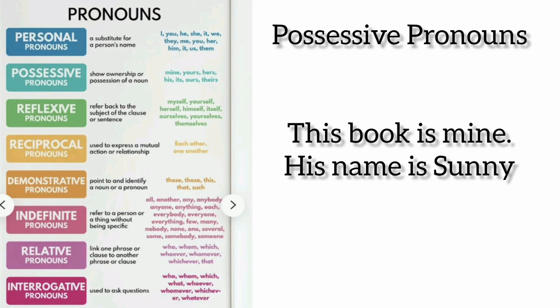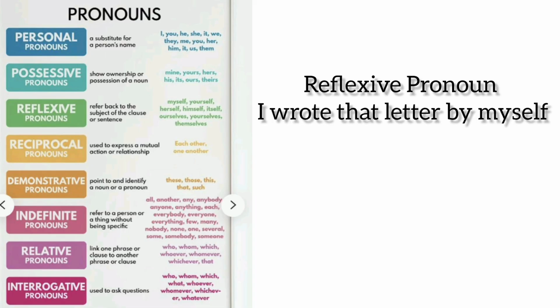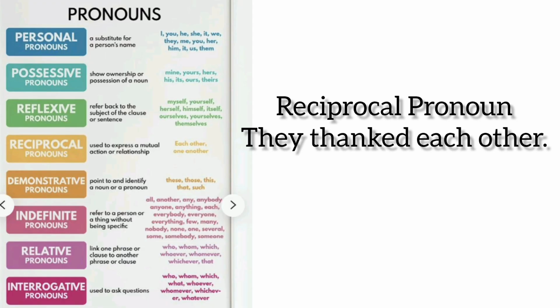Now let's look at the next type of pronoun, which is reflexive pronoun. It means it refers back to the subject of the clause of the sentence. Now I have written this letter by myself. So here which is the subject? The I. So here myself is referring back to the subject. So myself is also indicating I. So here myself is what? The reflexive pronoun.